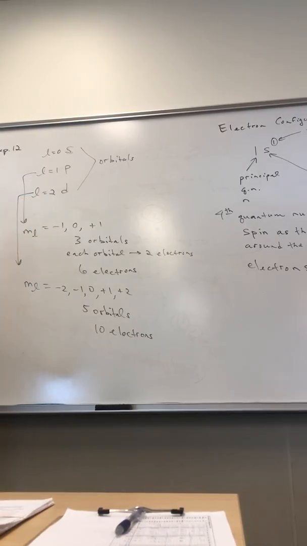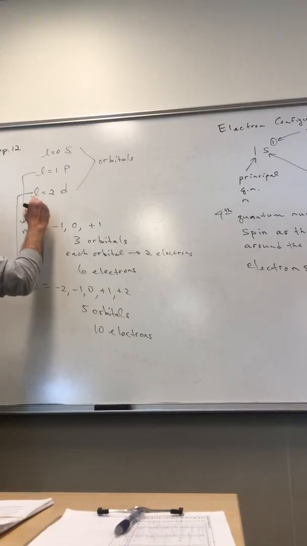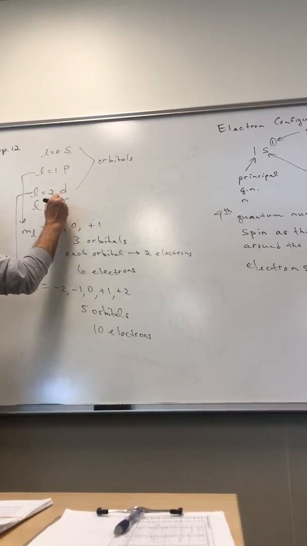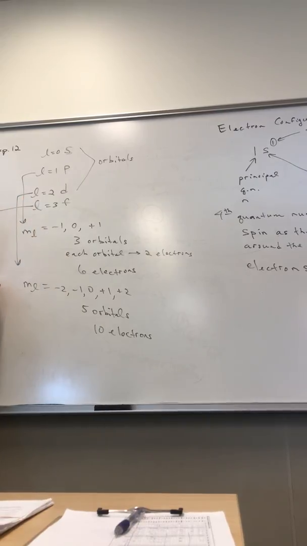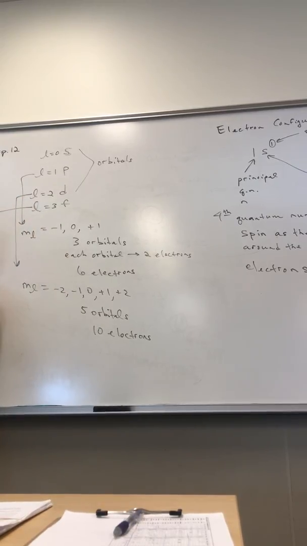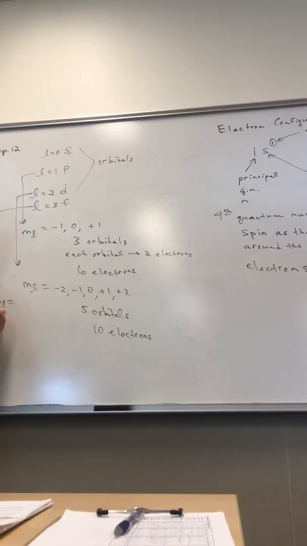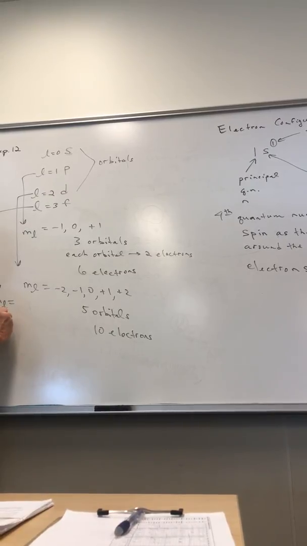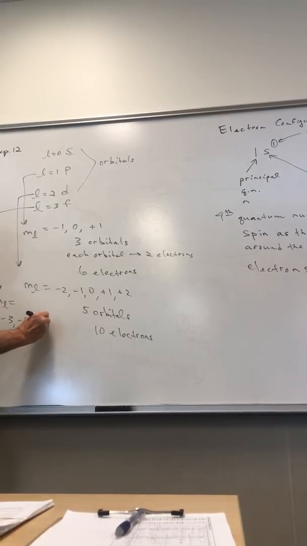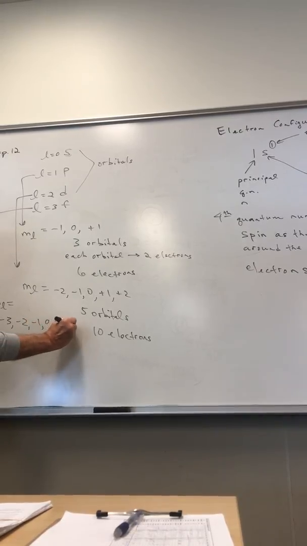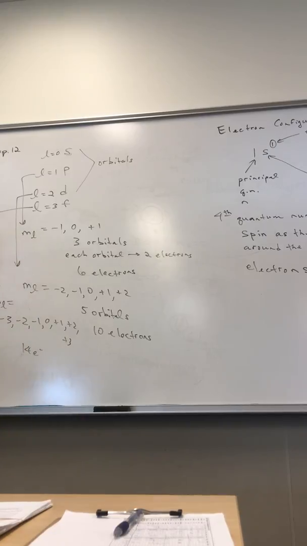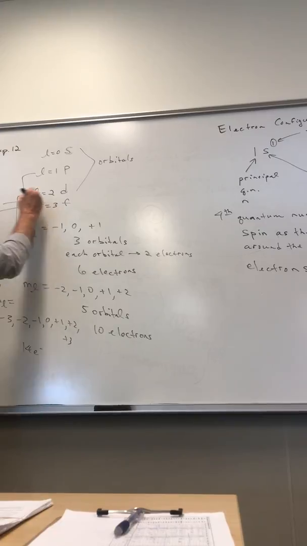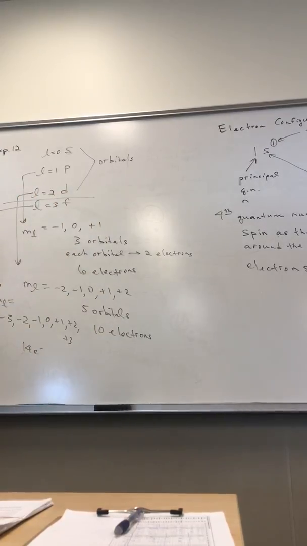Now there's also L equals 3, which is F. So how many would that have? 7. So m sub L here is -3, -2, -1, 0, +1, +2, and +3, for a total of 7 or 14 electrons would be possible. We're stopping here. We're not going to go into the F.